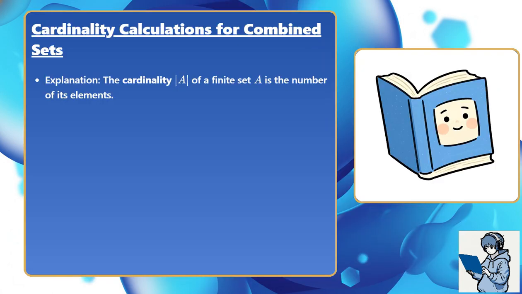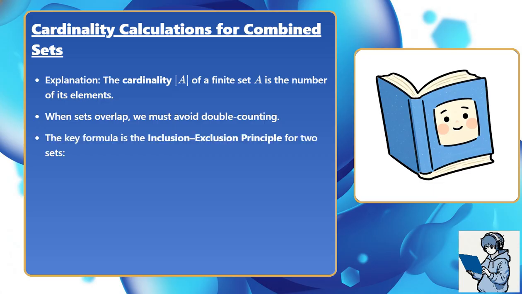The cardinality of a finite set A is the number of its elements. When sets overlap, we must avoid double counting. The key formula is the inclusion-exclusion principle for two sets. The cardinality of A ∪ B equals the cardinality of A plus the cardinality of B minus the cardinality of A ∩ B.